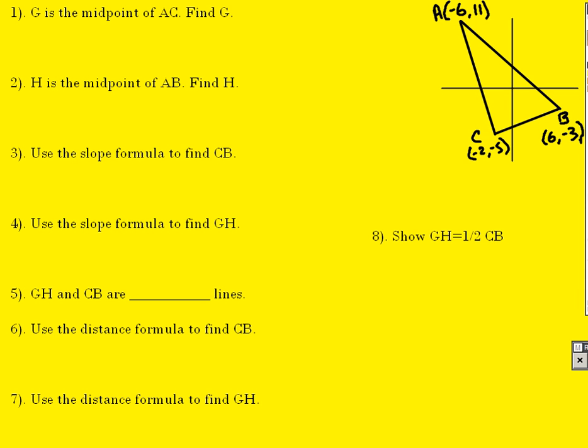Right, midsegment and Pythagorean theorem. Get right into it. Midpoint. Finding point G, which is the midpoint of AC, somewhere in there. To do it, we need to add up the x values of A and C and divide by 2. So negative 6 plus negative 2 divided by 2.